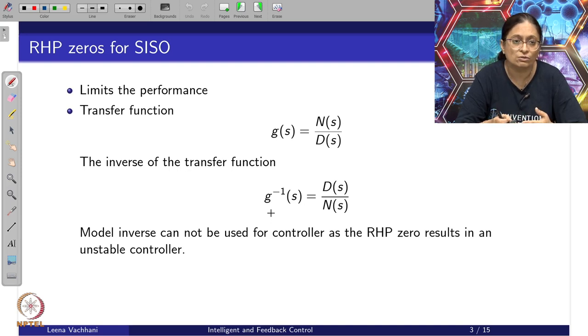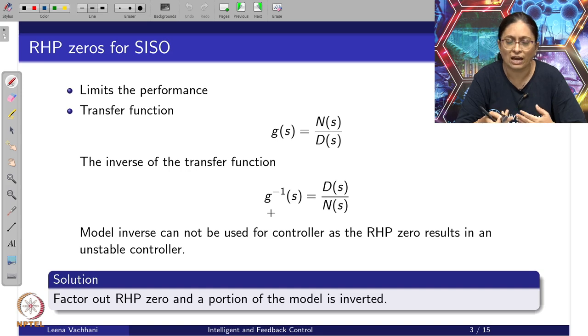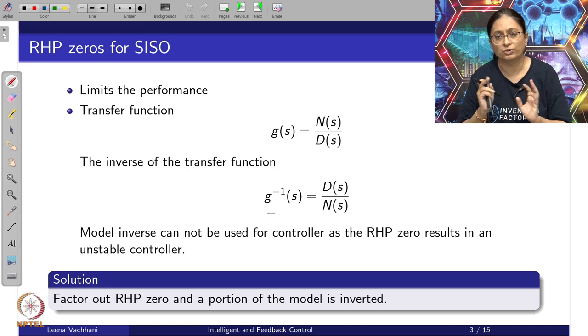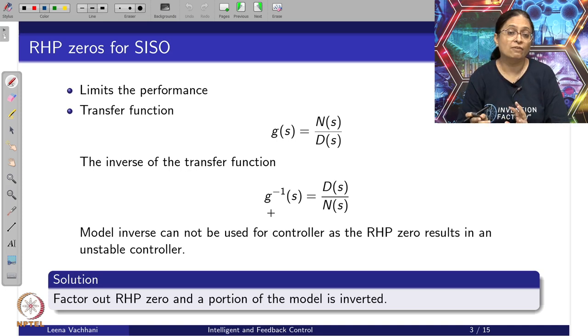So these RHP zeros are again an issue when one has to design the controller based on the inverse of the transfer function. If it is a model inverse method, then it will certainly result in unstable controllers. So we know when we have to consider the inverse model, we factor out these RHP zeros, and the portion of the model which does not have the RHP zeros is used for the inverse methods, and so on, inverting the model concept.